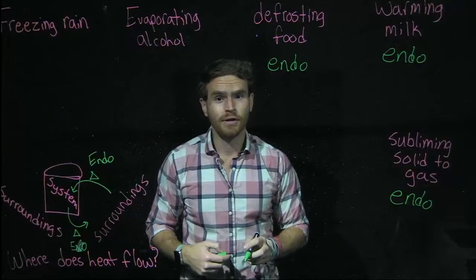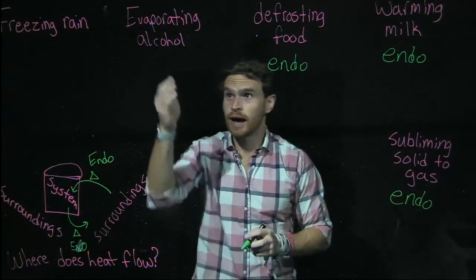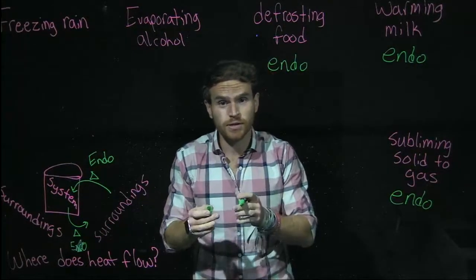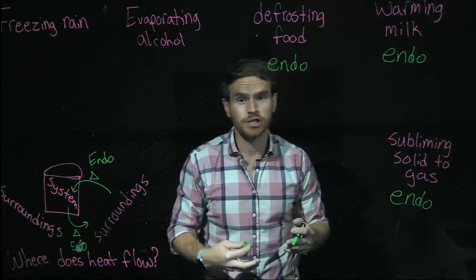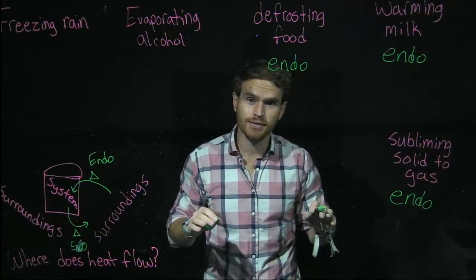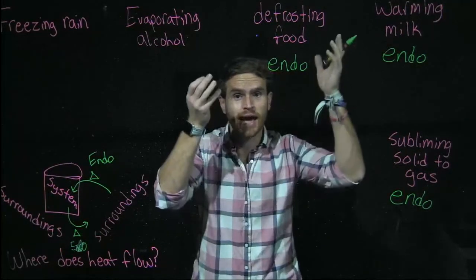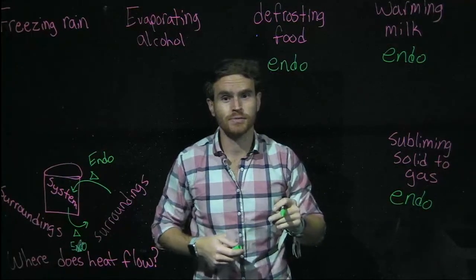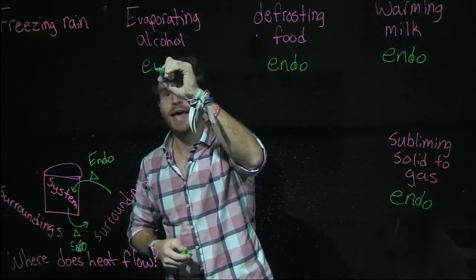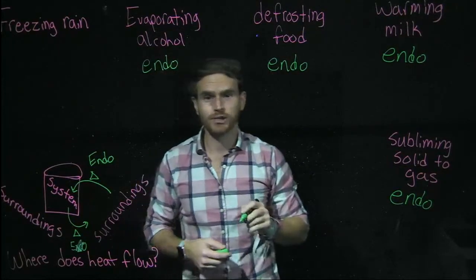Evaporating alcohol occurs when alcohol goes from a liquid to a gas. Evaporation occurs on the ground after it rains, by the water, the liquid rain, turning into a gas and going back into the clouds. That is also an endothermic reaction.